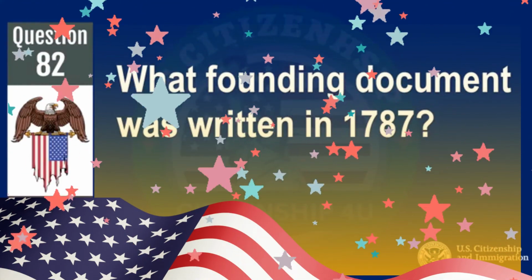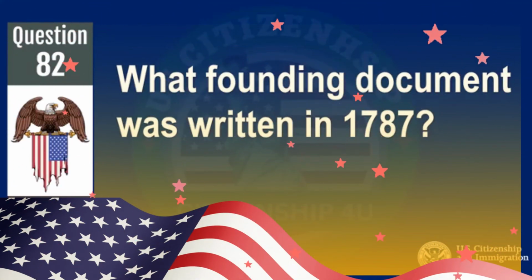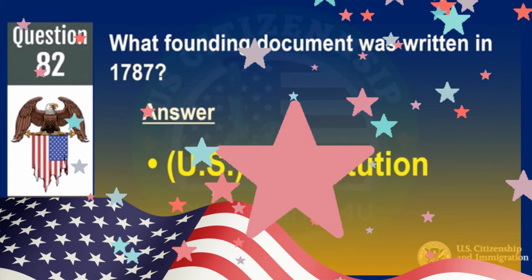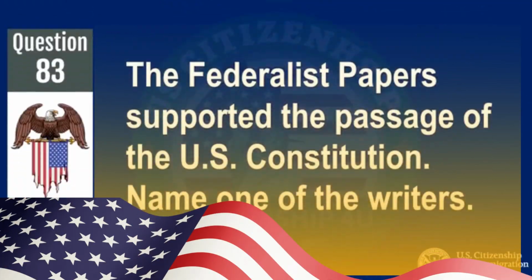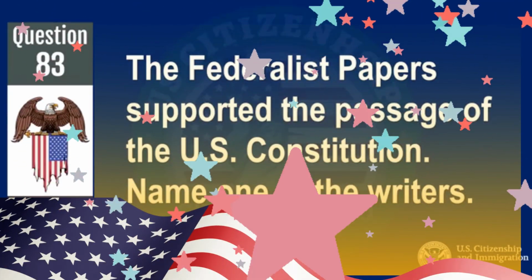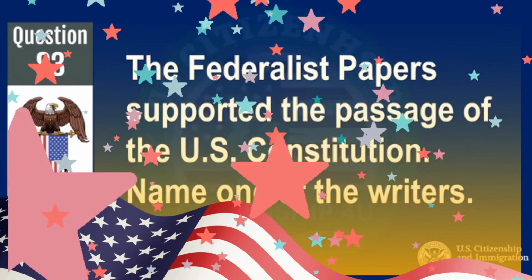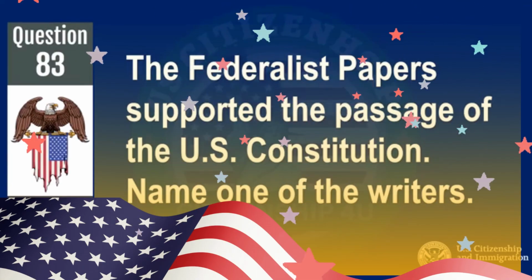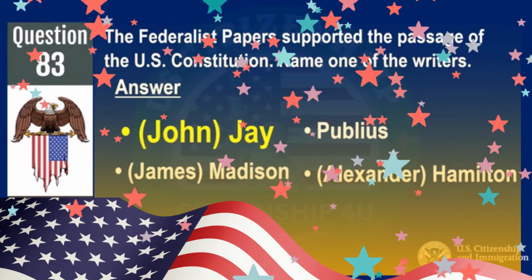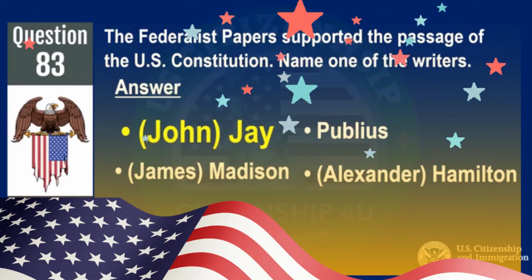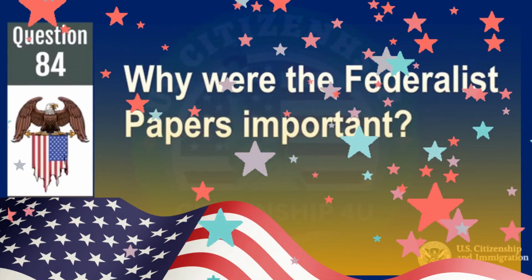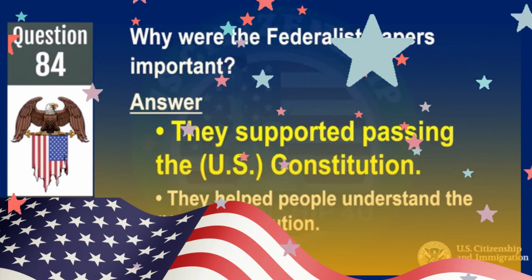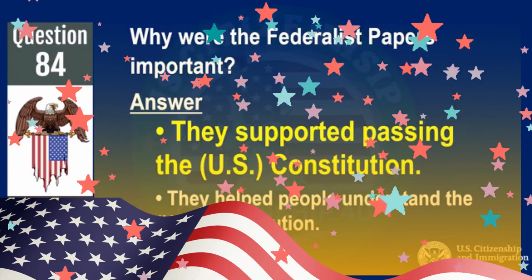What founding document was written in 1787? U.S. Constitution. The Federalist Papers supported the passage of the U.S. Constitution. Name one of the writers. John Jay. Why were the Federalist Papers important? They supported passing the U.S. Constitution.